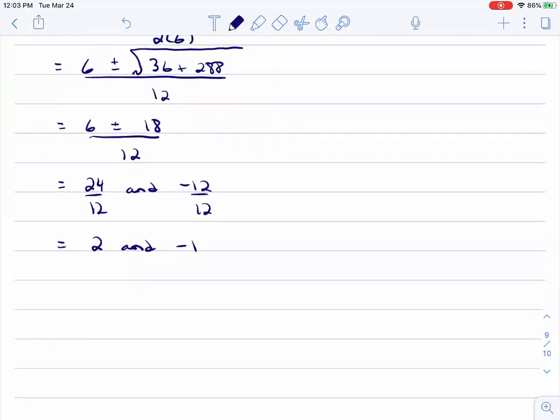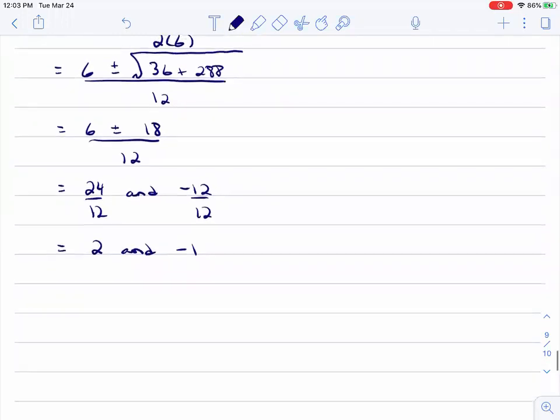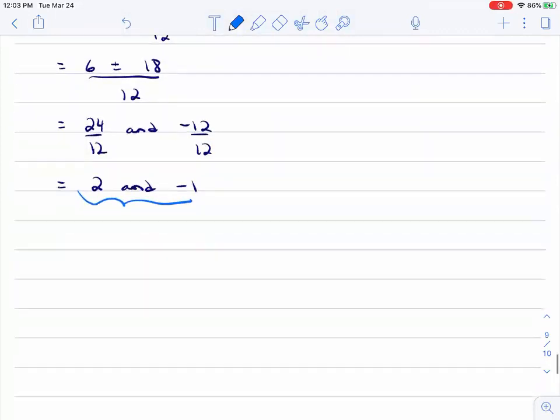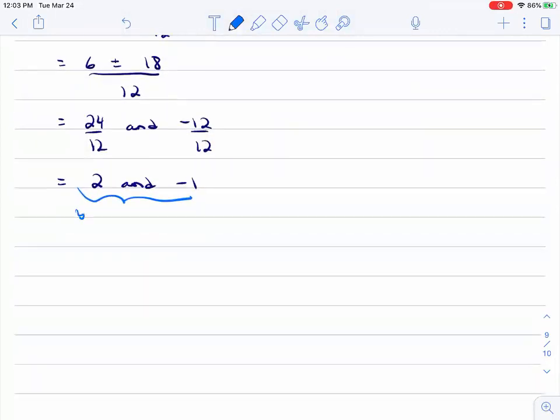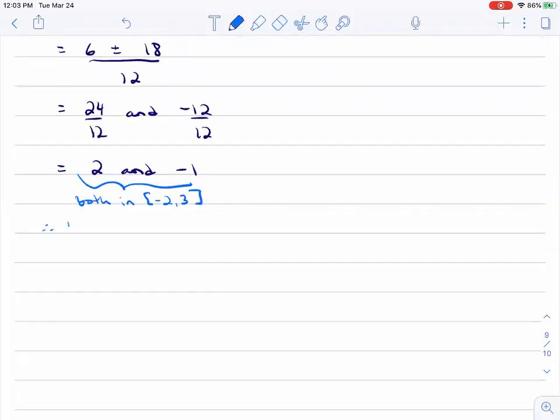Remember, we're only interested in values between negative 2 and 3. So both of these are in the interval. So both in negative 2 and 3. Oops, closed interval. So therefore both are critical numbers.